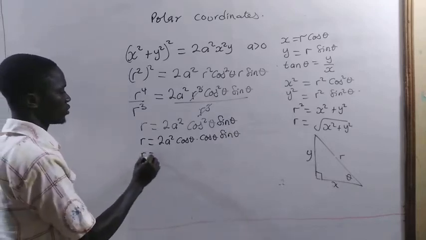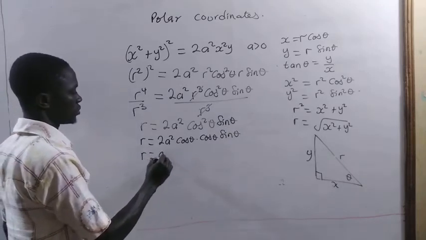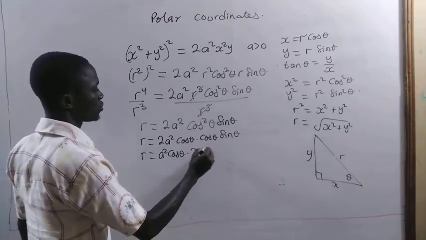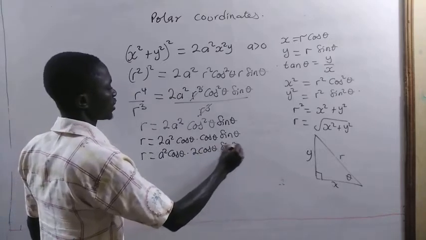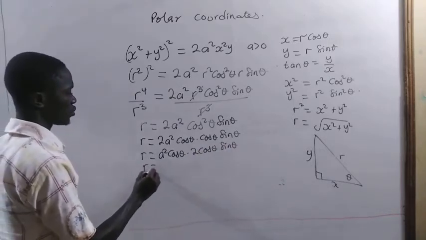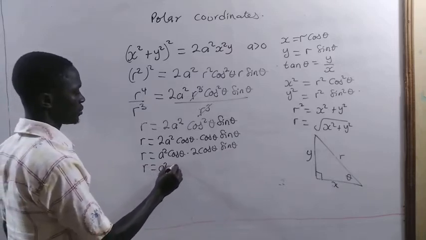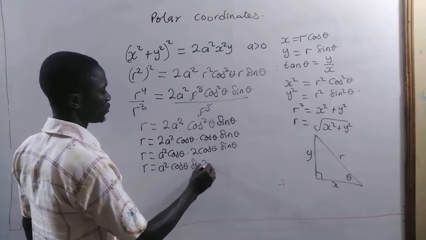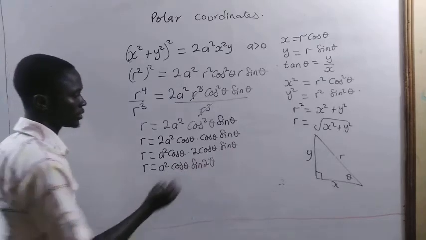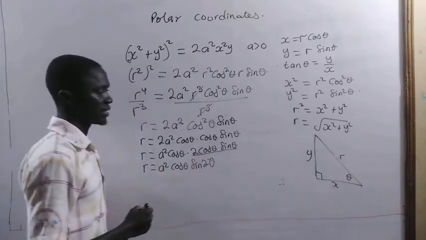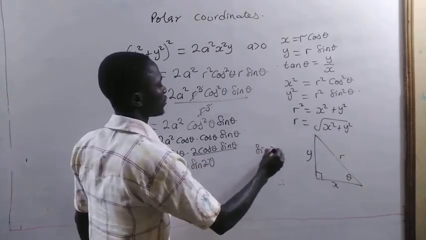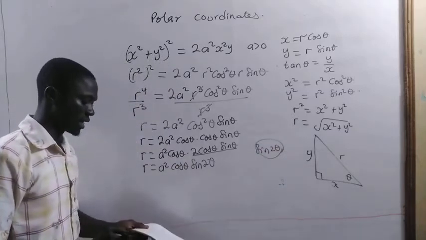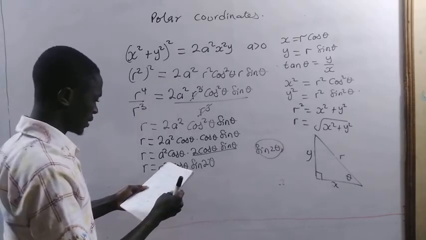Now here we have r equal to a squared cosine of theta times 2 cosine of theta sine of theta. We have r equal to a squared times cosine of theta times sine of 2 theta, because 2 times cosine of theta sine of theta will give us sine of 2 theta. That is very, very simple. And we are done. So let's take the next example.